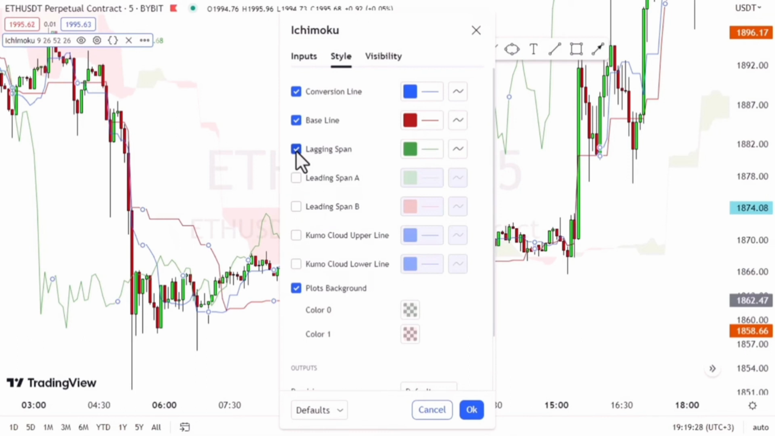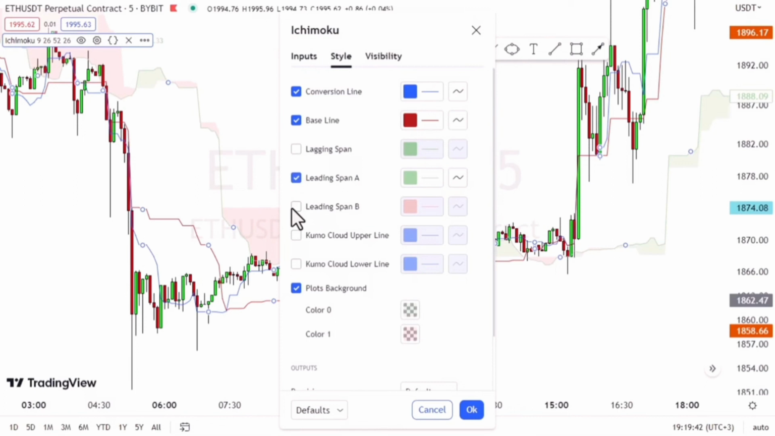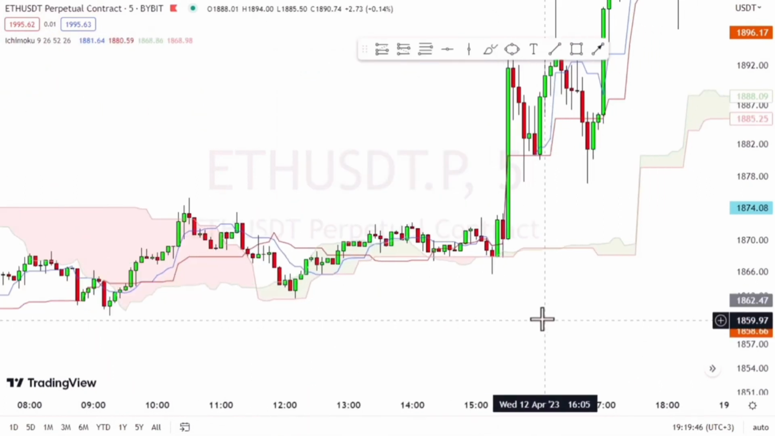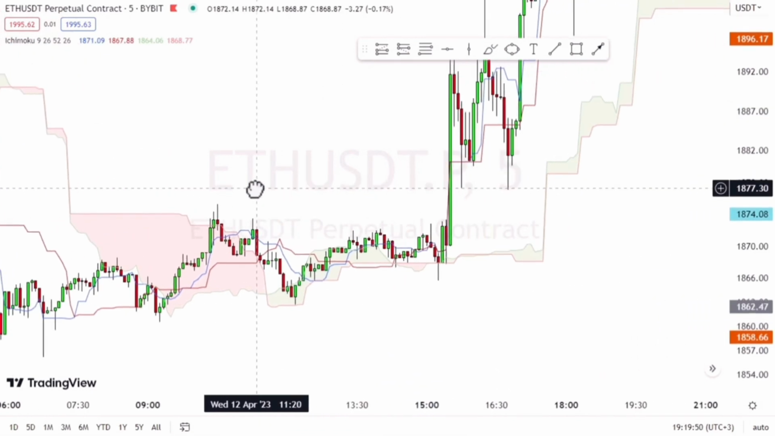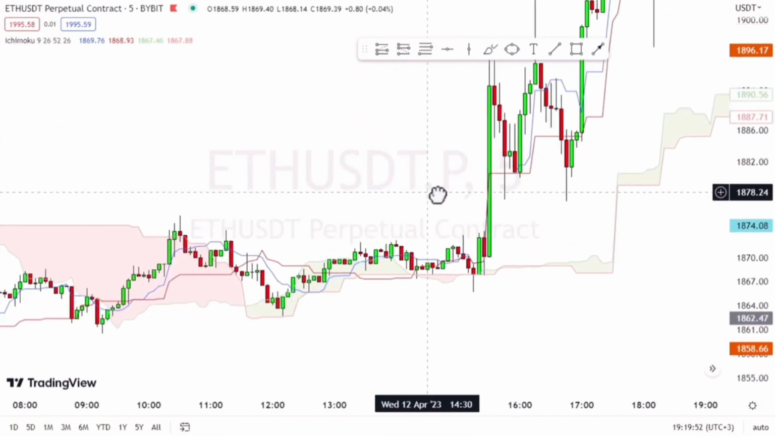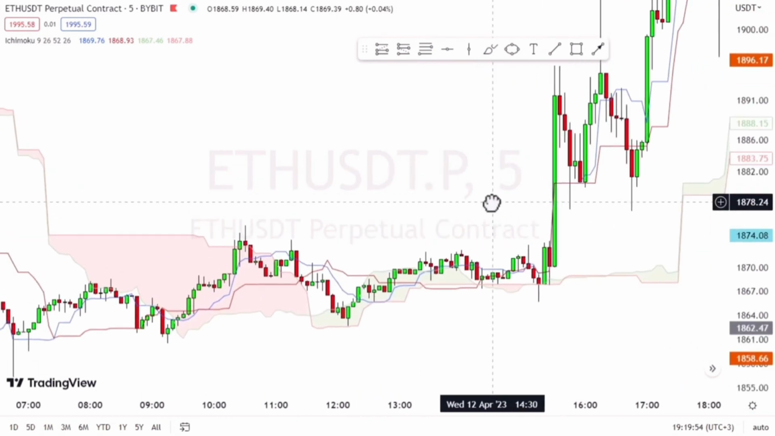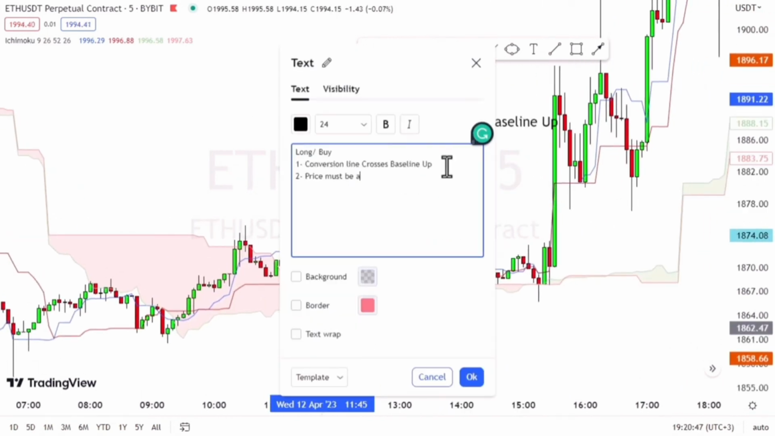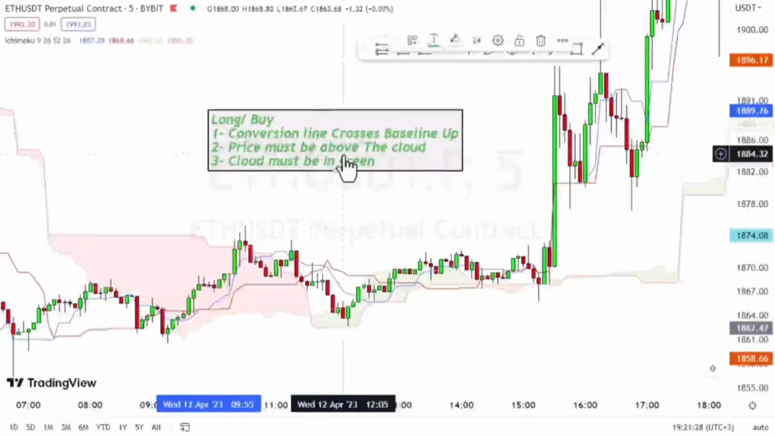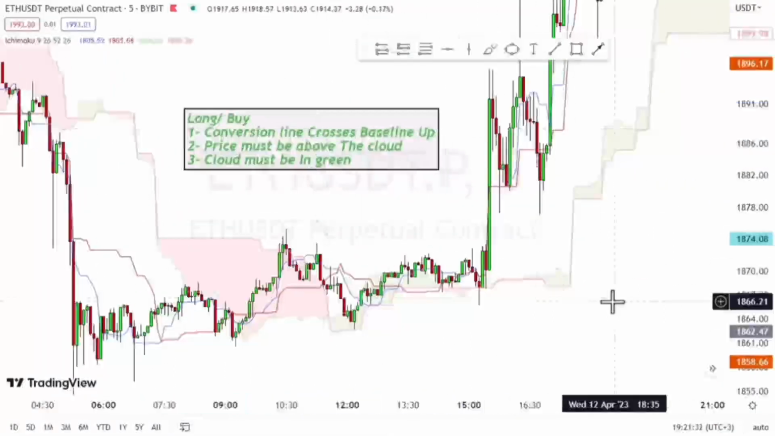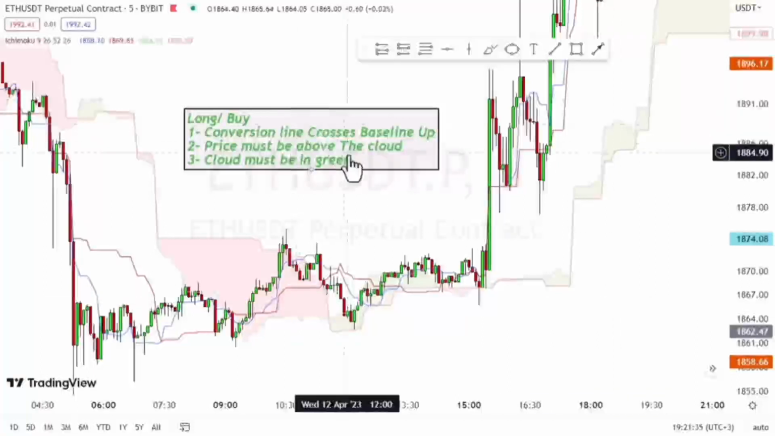So if I just remove it, so that you know already how to work with lagging span, and I bring leading span A and leading span B, and see how we can take trades with this. So it is really simple. The indicator rules are as I write down for you here. So as you can see, this is our checklist for the long trade. So we're going to just check them out, and really easy. We're going to take some trades.